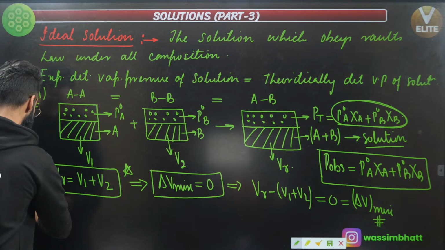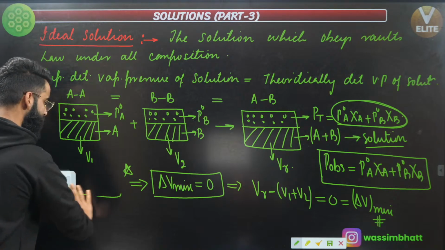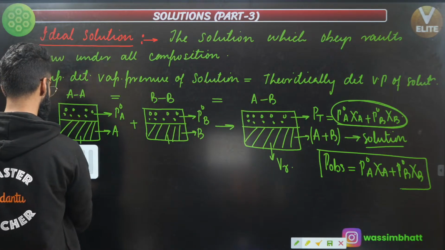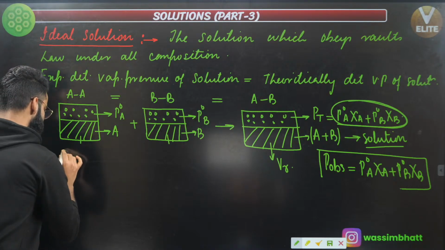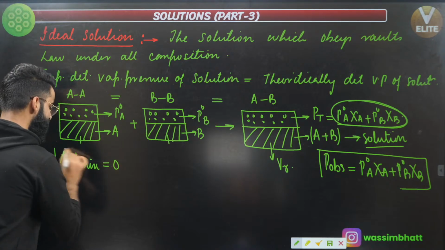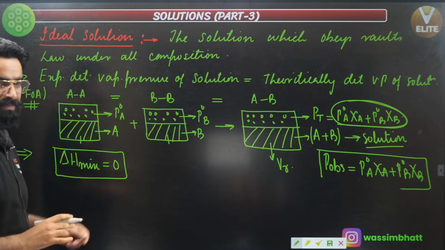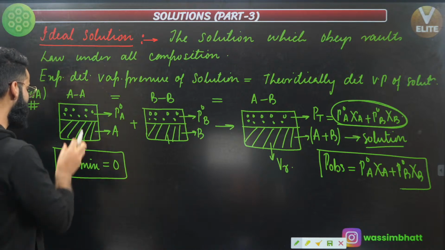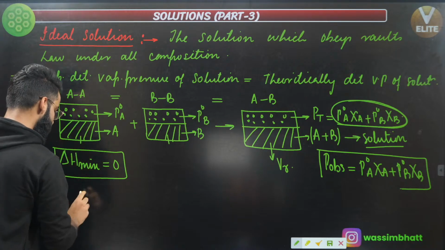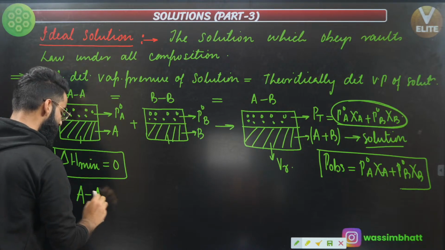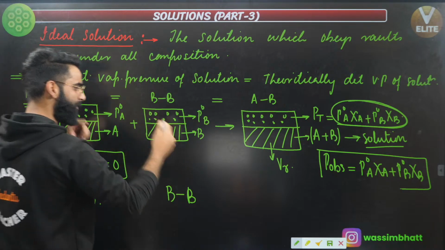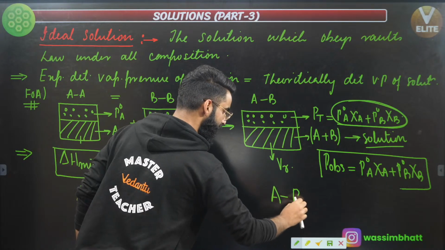Now, one more thing which I want to share with you over here. I'm sure you would have written everything till here. Now, in case of ideal solutions, we say delta H mixing is equal to 0. First of all, if I consider liquid A, which interactions do I have in liquid A? I've got only AA interactions in liquid A. Similarly, in liquid B, we have got only BB interactions. And when I'm mixing them up, I'm getting the AB interactions over here, okay?